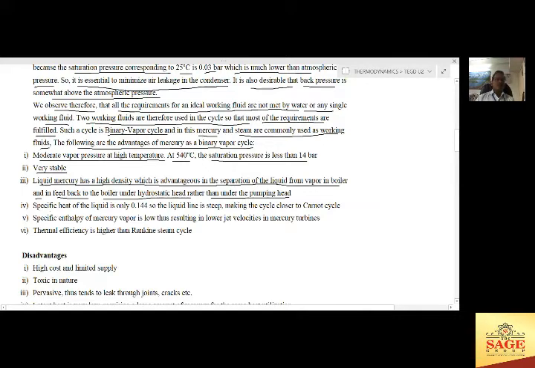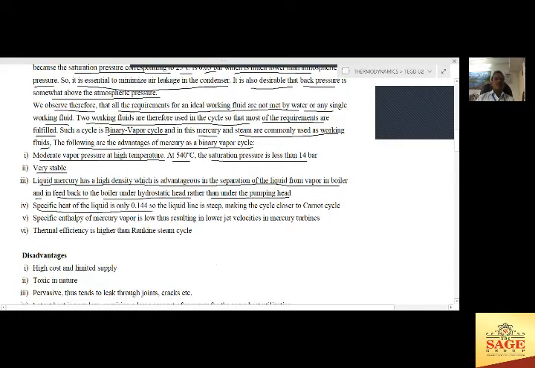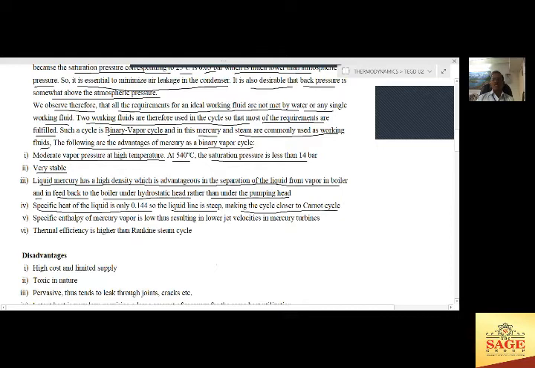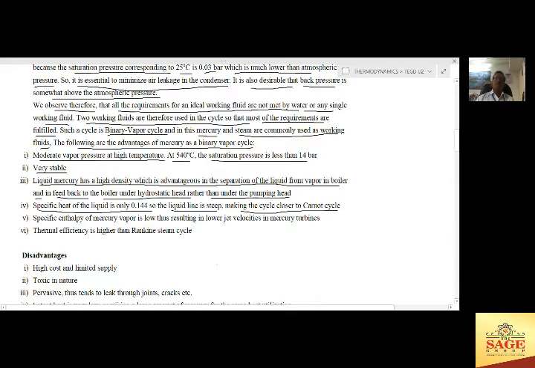Next point is that the specific heat of the liquid is only 0.144. So the liquid line is steep, making the cycle closer to the Carnot cycle. Because in the Carnot cycle, all the lines are straight lines: the two horizontal lines indicate heat addition at constant temperature, and the two vertical lines indicate the isentropic process. So if the specific heat is only 0.14, very, very small, that will give a steep line, and it will increase the efficiency.